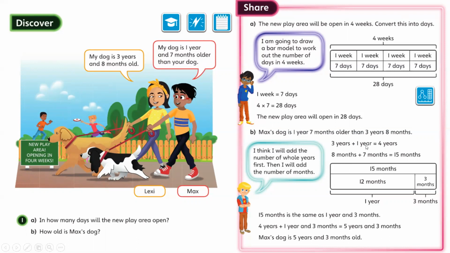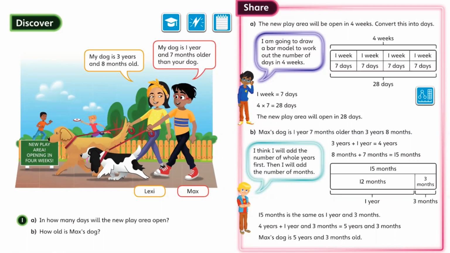So 3 years plus 1 year equals 4 years. And then they've just done the months separately. So we've got 7 months and 8 months that they've added together. So 8 plus 7 equals 15 months. Now we notice very quickly that 15 months is more than 1 year. So here we need to do our conversion.